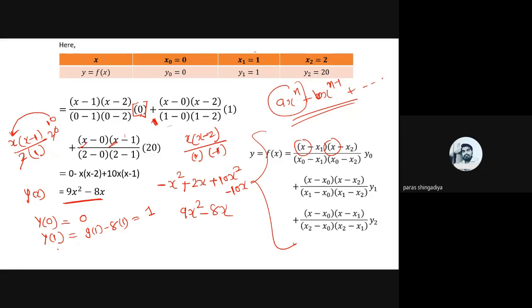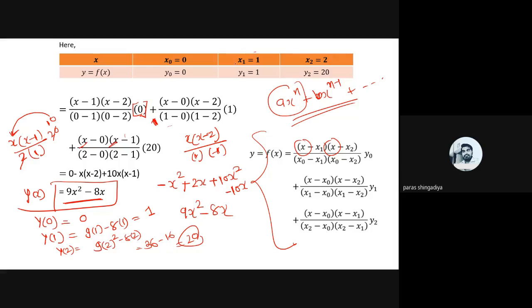And now for the third term, you can also verify y of 2. So y of 2 is 9 times 2 squared minus 8 times 2. Clear? Just replace x equal to 2 there. So 9 times 4, that is 36. And 8 times 2, that is 16. 36 minus 16 is 20. Clear? So we get 2 comma 20, meaning when x is equal to 2, y is 20. So this way we can verify that it is the correct form of the equation for this given data.